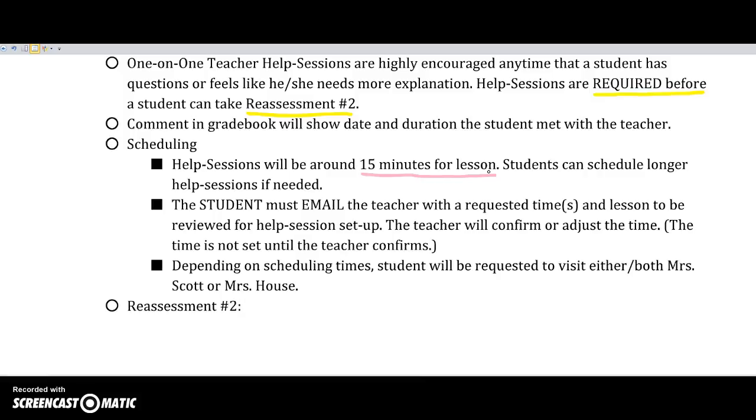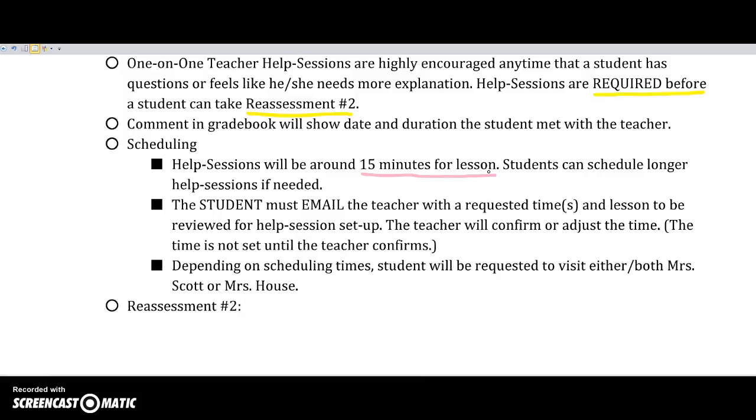Students must email the teacher with requests of times and what lesson they want to review. That constant communication is just so we don't have 2 students or 3 students in here at once. We want to make sure that communication is up front, so we have the time slot needed. The time is not set until the teacher has confirmed. So we will try to get back to you as soon as possible. That's why we would like a day in advance, just to make sure our schedules are cleared.